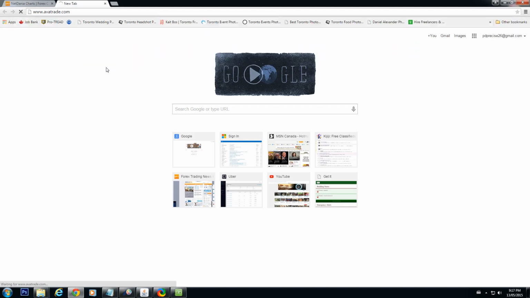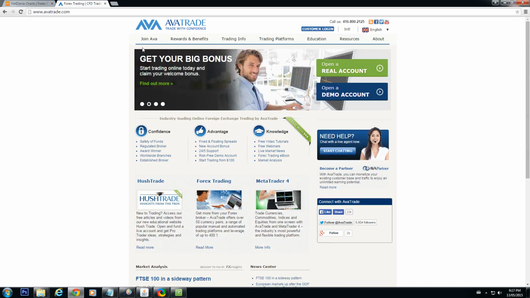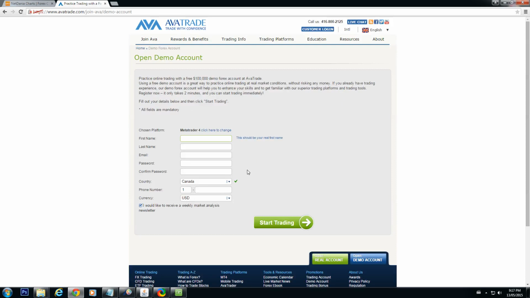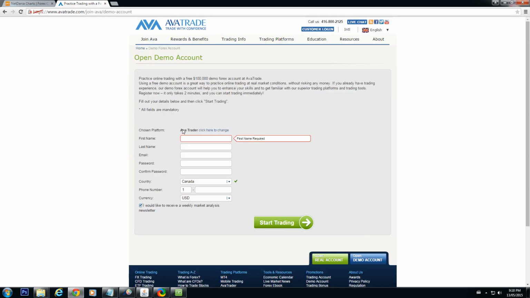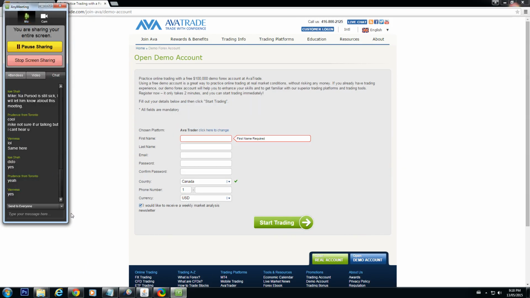So we're going to go with avatrade.com. What that's going to do is give you a demo account. You see that? Open a demo account. You're going to click that, and then you're going to fill these fields out. We're going to change metaphor to avatrade. Click done. So that should now say avatrader. Fill in your form right here and click start trading. When you guys are done that, let me know. Should only take a minute.